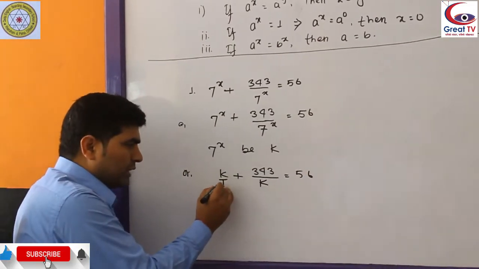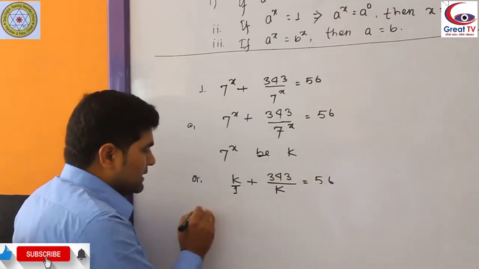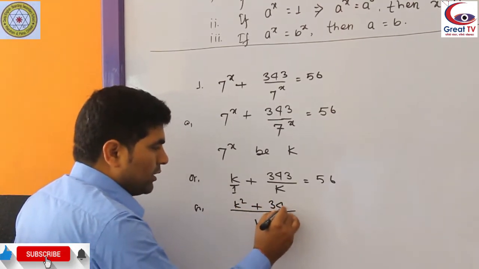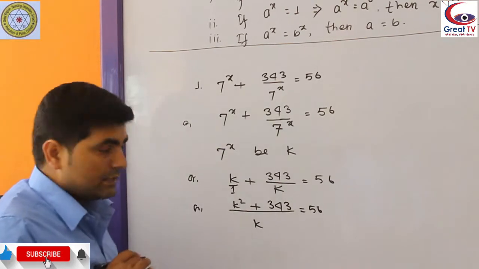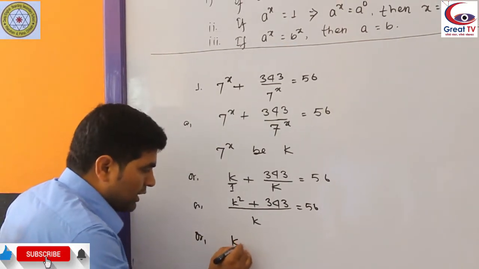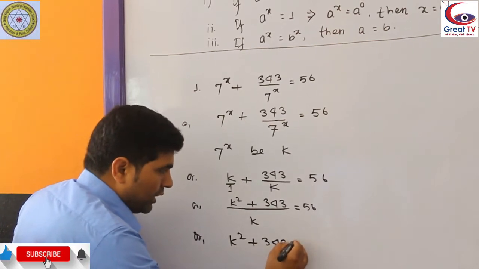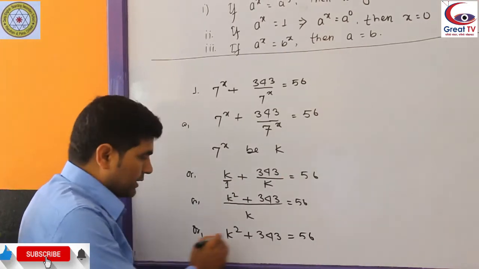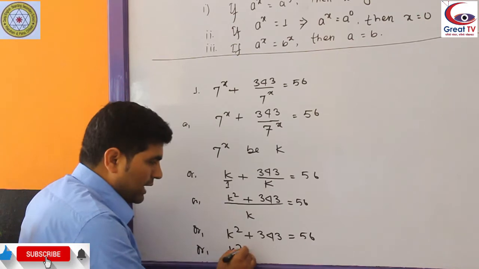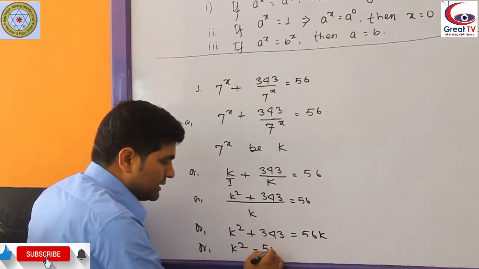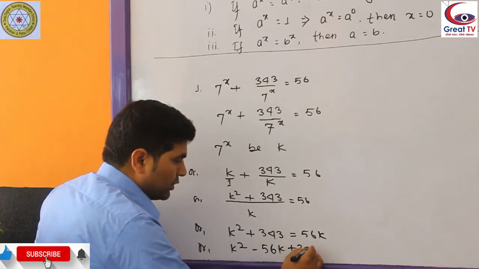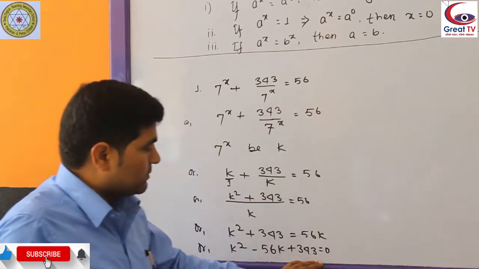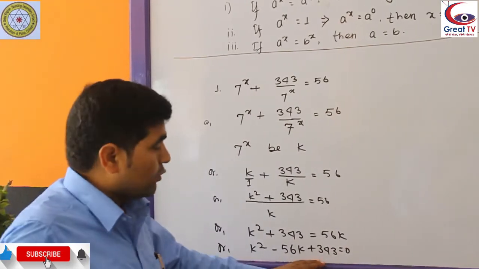Dear students, now the denominator of the first term is 1, so we can take LCM k. Now k square plus 343 equal to 56k. Now we can change it into the required quadratic equation: k square minus 56k plus 343 equal to 0. This is the ax square plus bx plus c equal to 0 form, the quadratic equation form.